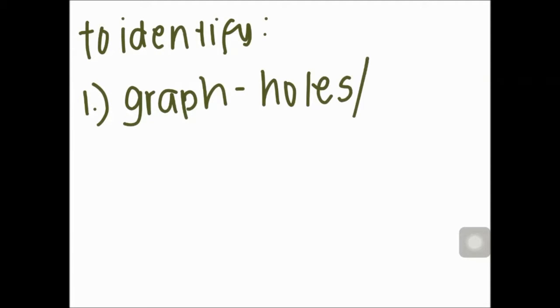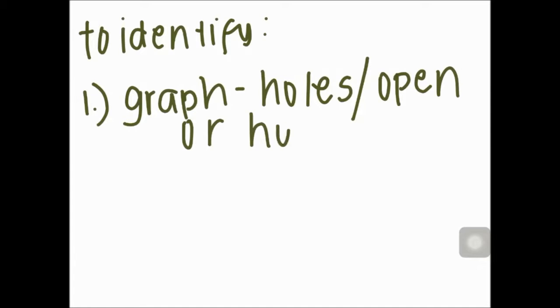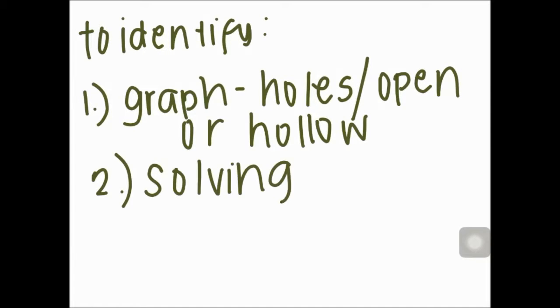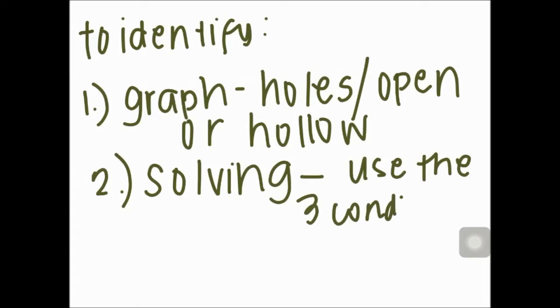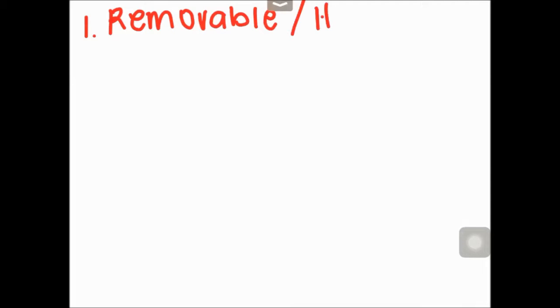There are two ways to identify continuity. The first is by looking at the graph, which often shows holes or hollow circles. The second is by solving, in which you evaluate the three conditions. There are three types of discontinuity, which are as follows.